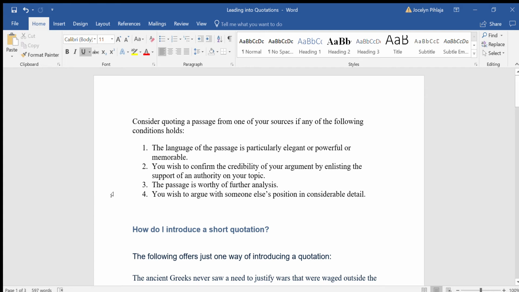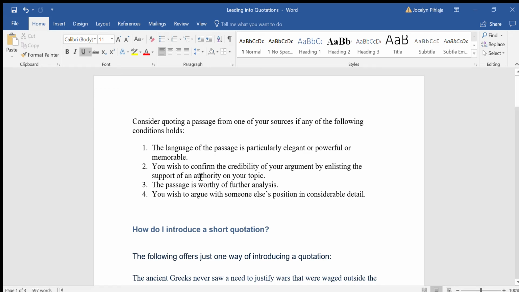The first thing I want to talk about is that you need to only use quotations when they're worth using. So don't just throw them in as filler. Don't directly quote words when it's, let's just say, a statistic or something. You actually only want to use a quotation when you have a reason to use it. For example, if the language that you see used in the passage is particularly elegant, powerful, or memorable. So if you read it and you're like, yeah, that's just well said, then use it as a direct quote.